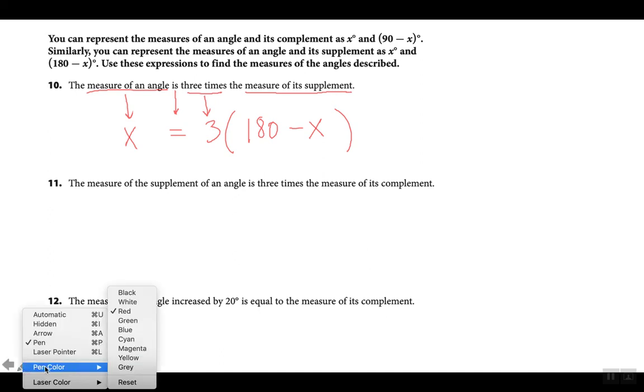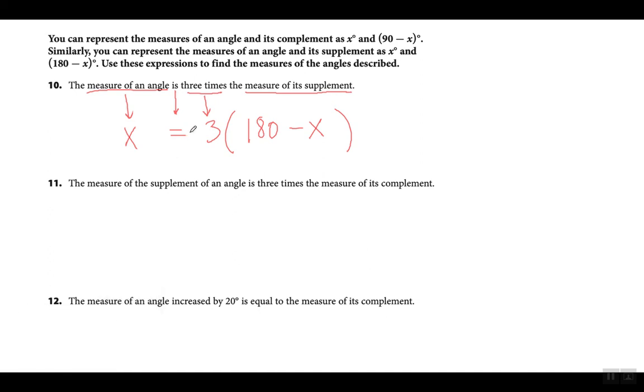Okay, now I'm going to solve that equation for x. First thing I'm going to do is the distributive property. La propiedad distributiva. Alright, so that's going to give me x equals 3 times 180, mental math. 3 times 0 is 0. 3 times 8 is 24. So I'm going to put the 4 and carry the 2. 3 times 1 is 3, plus the 2 that I just carried is 5. So 3 times 180 is 540. 3 times negative x is negative 3x. Now since I'm running out of space, let me go up here and write it up here.